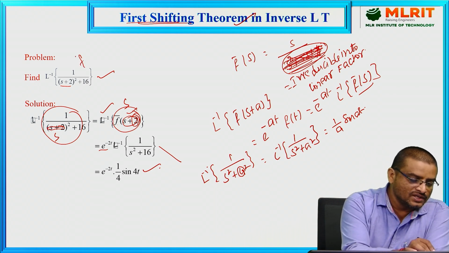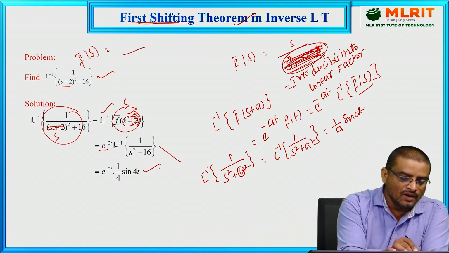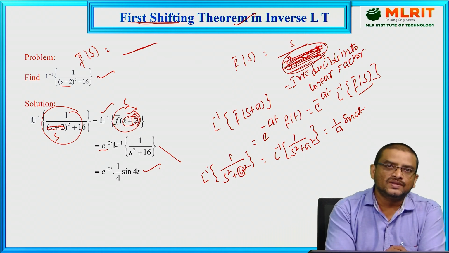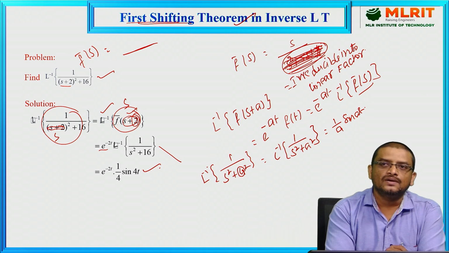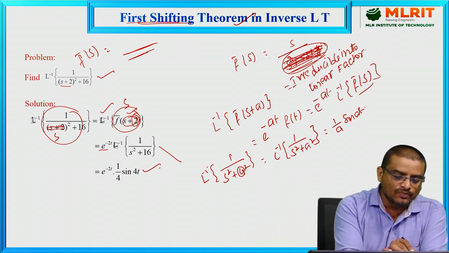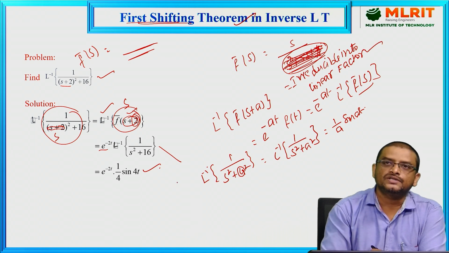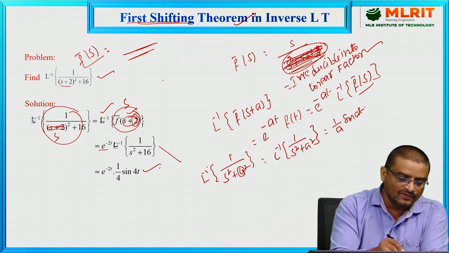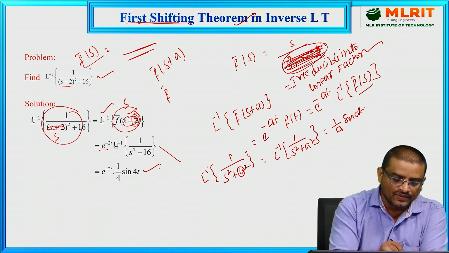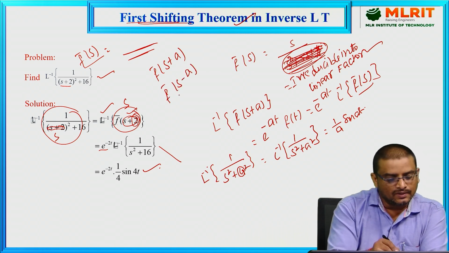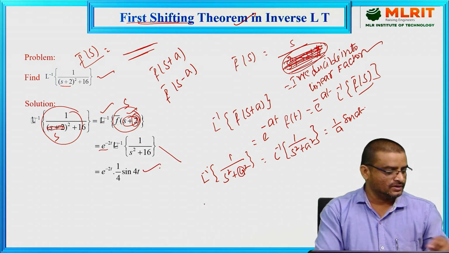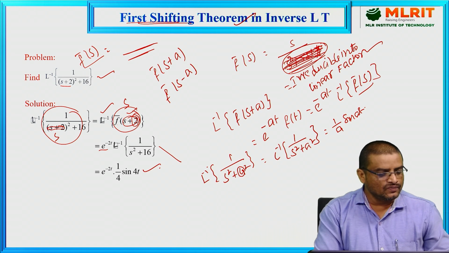So the main use of this first shifting theorem is, in the given function f bar of s, if the denominator is not reducible into linear factors. Suppose the denominator is a quadratic polynomial, and it is not possible to reduce it into linear factors, then we can convert that function either in the form of f bar of s plus a or f bar of s minus a. Then we can use the first shifting theorem to find the L inverse value. So we will go for the next example.